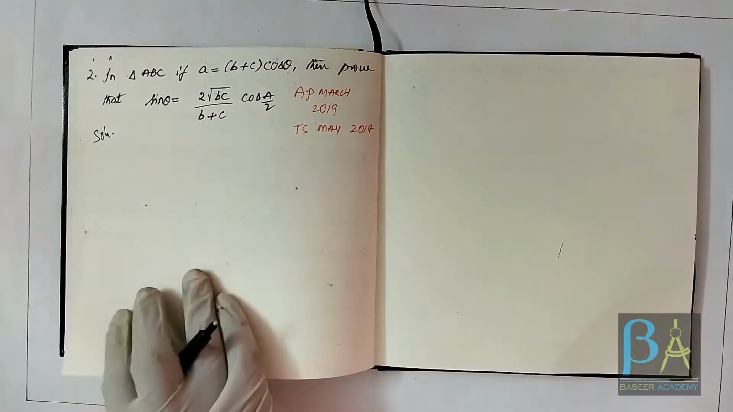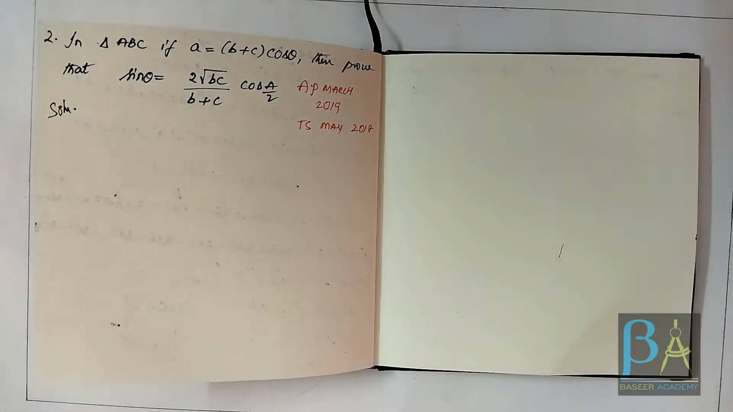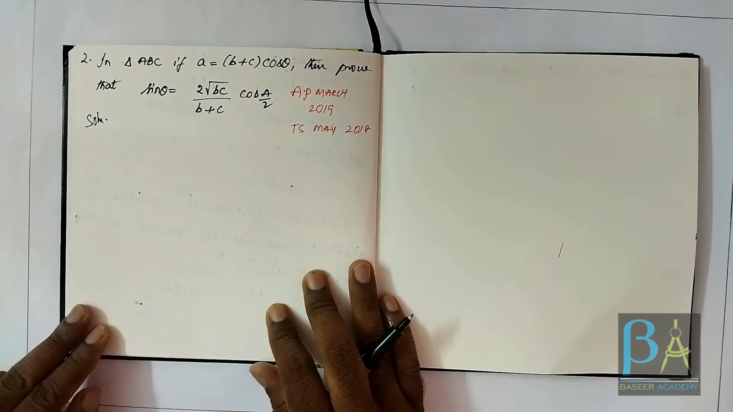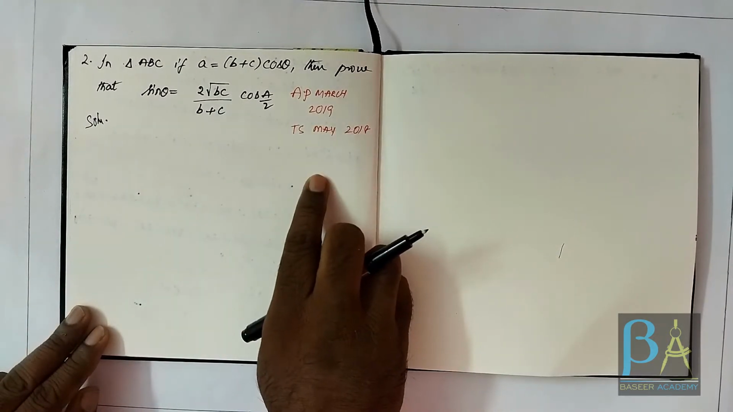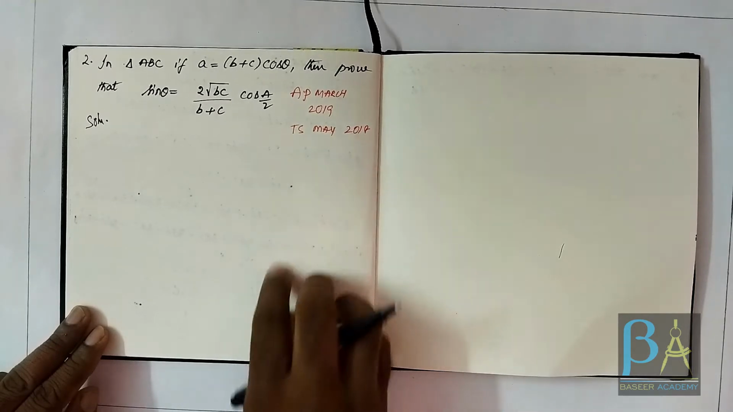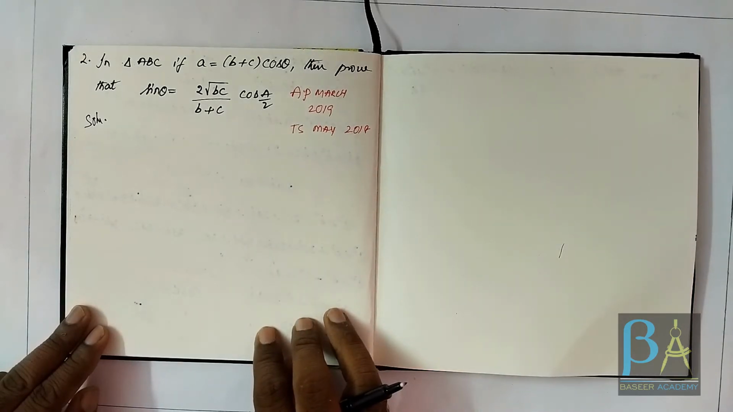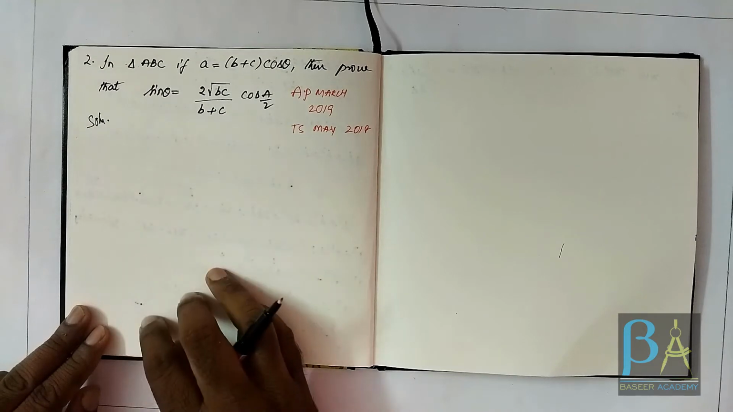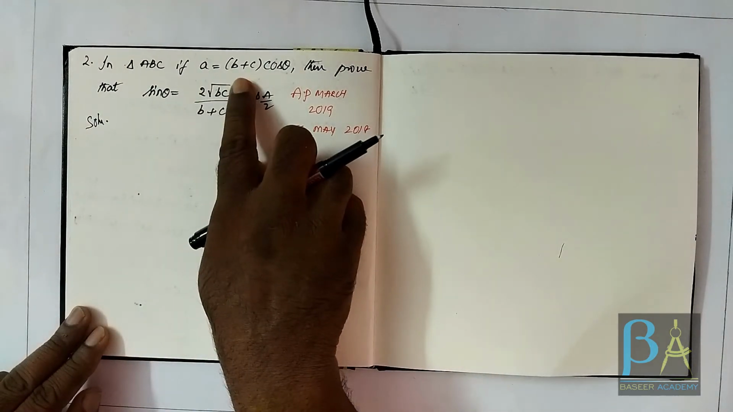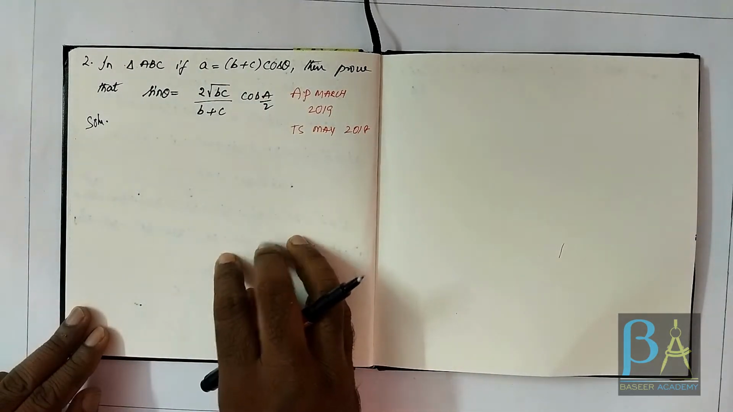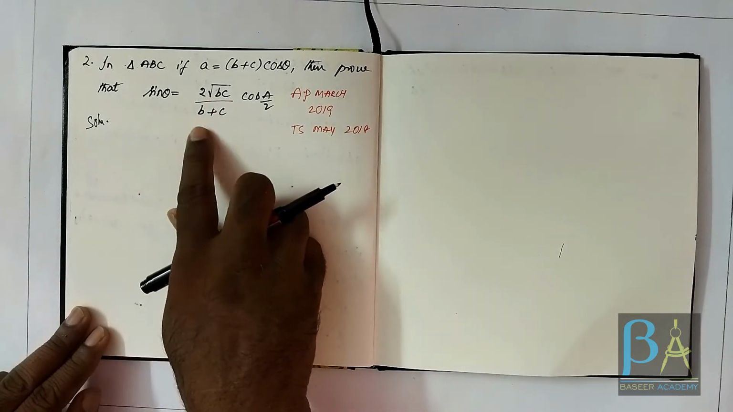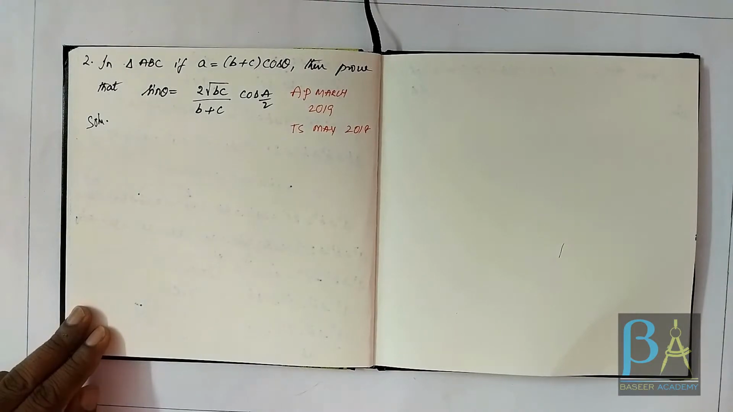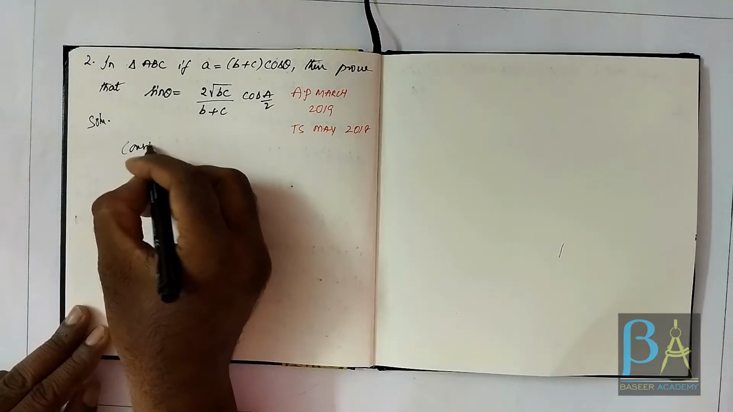Let's move on to the next one now. This question was asked in the intermediate first year examination AP March 2019 and Telangana State May 2018 question paper. We have a triangle ABC given to us, and it says A is equal to B plus C into cos theta, and we are supposed to prove sin theta is 2 under root BC by B plus C cos A by 2.